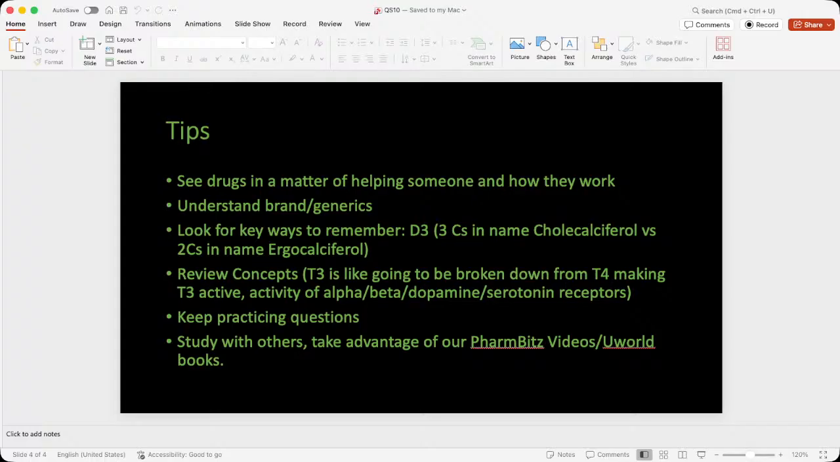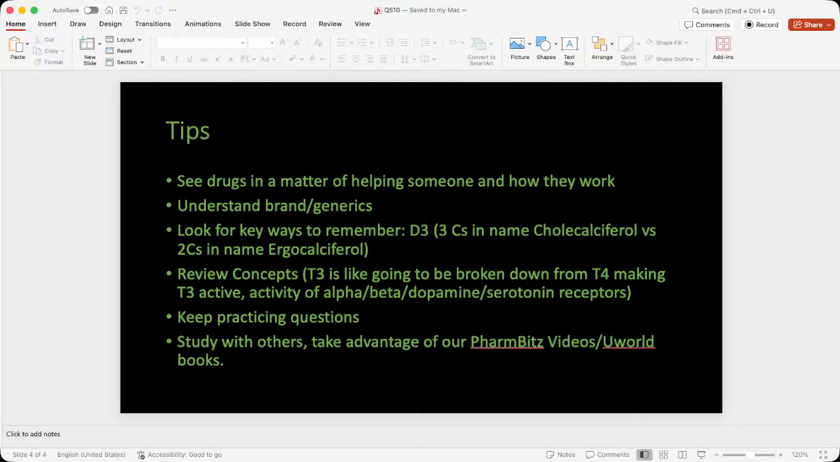Also look for key ways to remember certain concepts. Like I said, for D3, 3Cs, and the name cholecalciferol, you can see the 3Cs there. You can see 2Cs in the ergocalciferol. Those key ways to remember the drugs are going to help a lot.